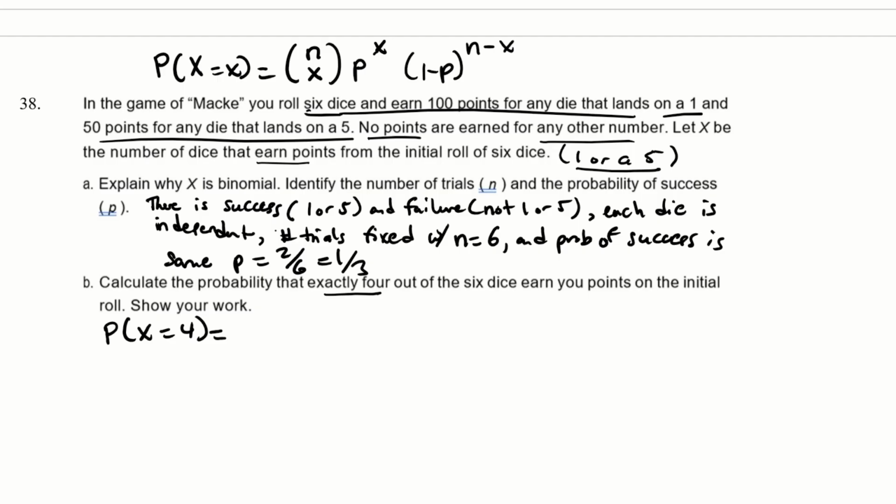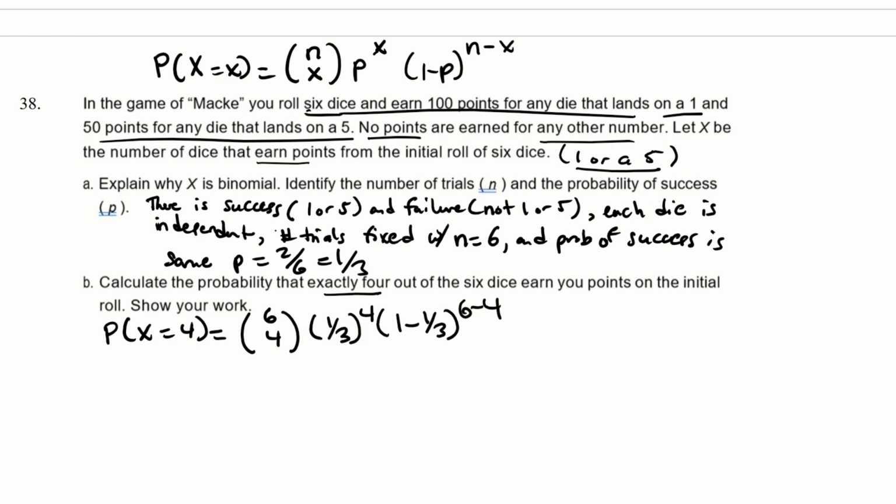All right, so then let's use that formula. So we have here the number of trials is 6. So 6 choose 4 times the probability of success, which was 1/3, so times 1/3 raised to the 4th power. That's x. Times 1 minus 1/3 raised to the 6 minus 4 power. Okay, so there it is.